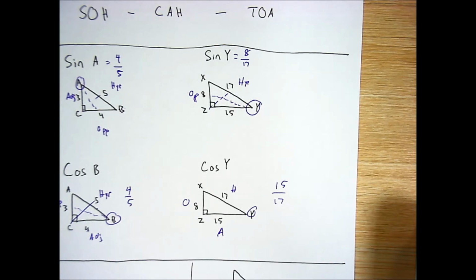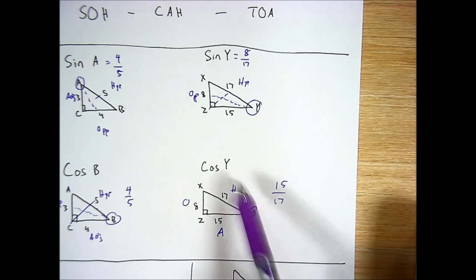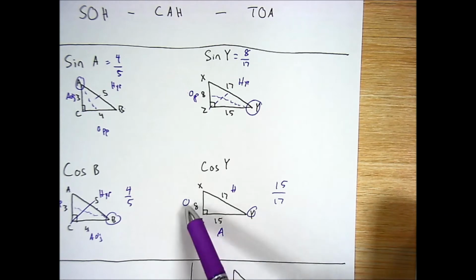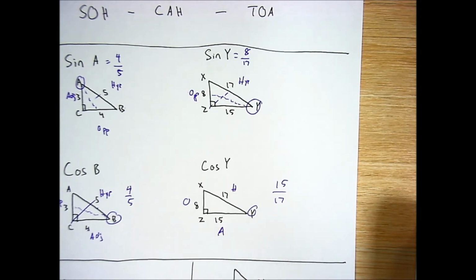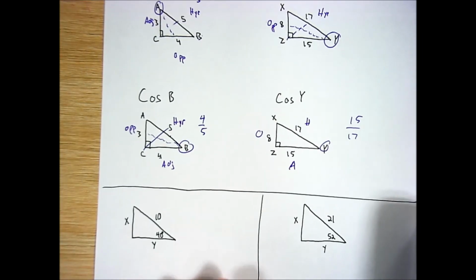So really important here to be able to label the sides correctly. Opposite and hypotenuse are always the easiest two to get, I think, and then it's adjacent. And then after that, you're just going through and following the patterns. Just like with tangent, when we had a degree, we're going to do the same thing here with cosine and sine when we have an angle.